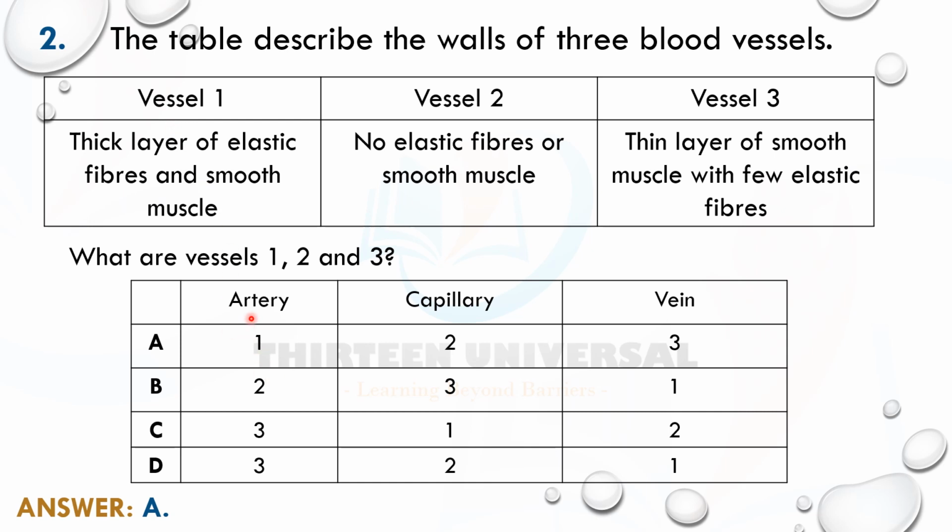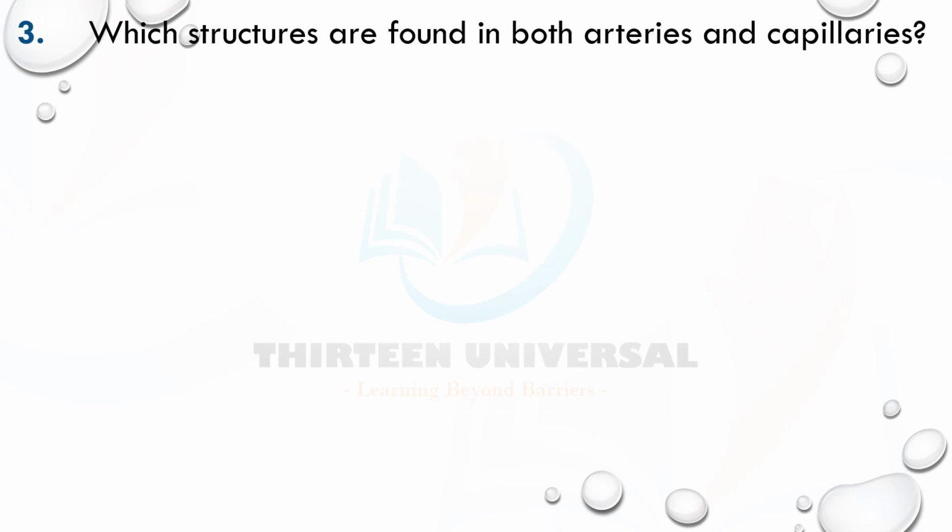Okay, A says artery, thick layer of elastic fibers. Artery has a thick wall because it carries blood at high pressure, so it doesn't burst. The only one that shows artery here is A. Capillary has no elastic fiber or smooth muscle, and has a thin wall too. So that goes for capillary. And if you check this one, thin layer of smooth muscle, so thin wall is vein. So A is the answer.